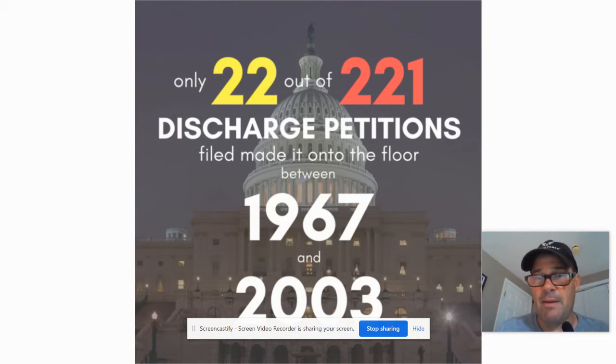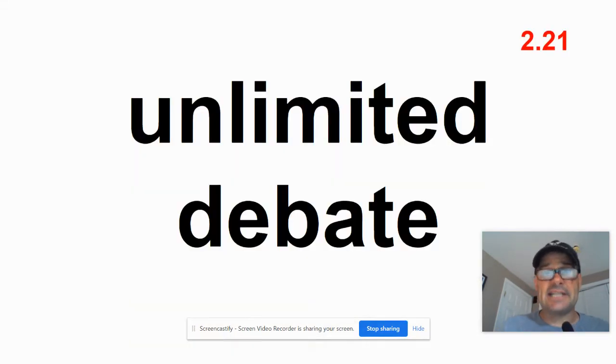All right, now we're looking at Senate rules and 2.21. And this is a classic Senate rule. There's only 100 members in the Senate, so they've always been a lot smaller than the House. So they allow unlimited debate. And there's several reasons for that. We'll look at that right now.